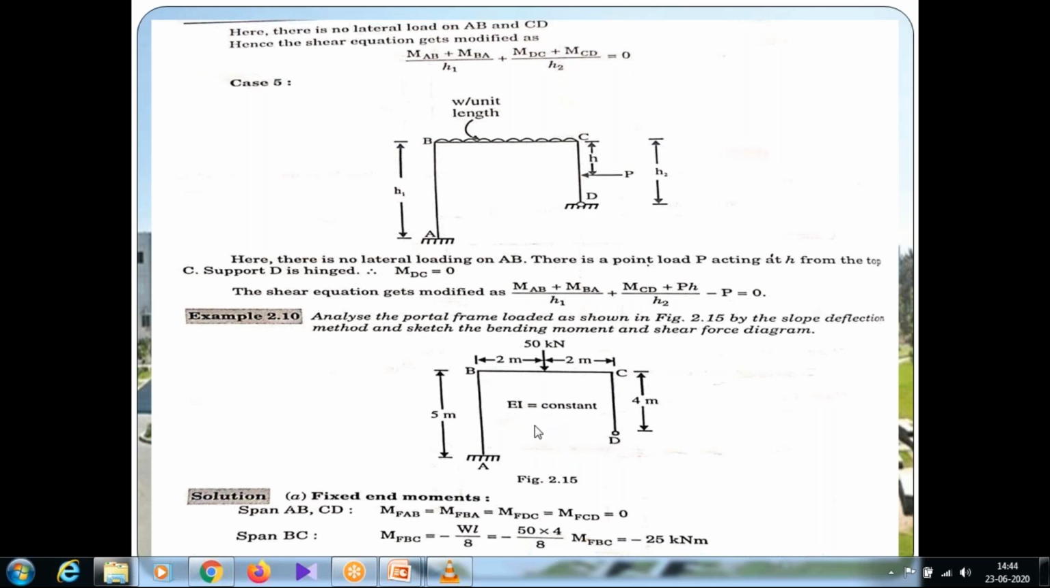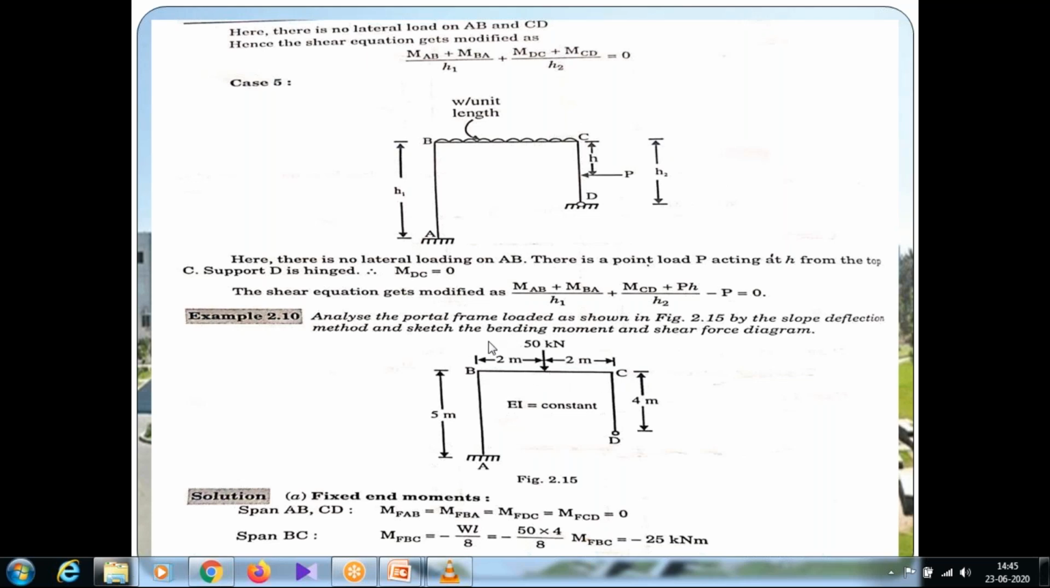And the fourth unknown is sway. Because of sway, B moves to B dash and C moves to C dash. The same amount of movement will be there. The amount by which B moves to B dash, the same amount C moves to C dash. Delta will be the amount of sway. Delta is the movement of sway. The fourth unknown is sway.